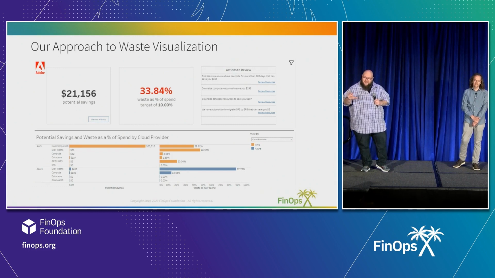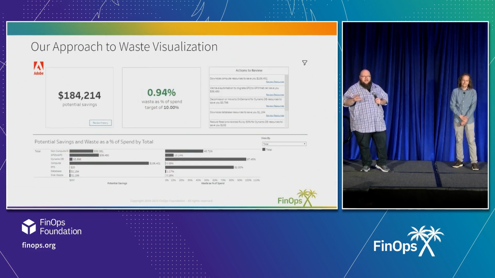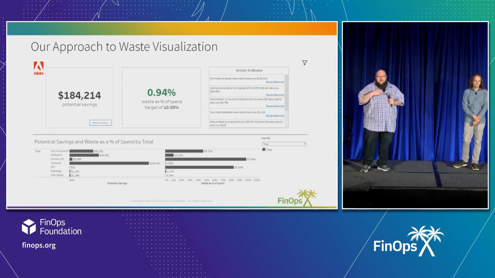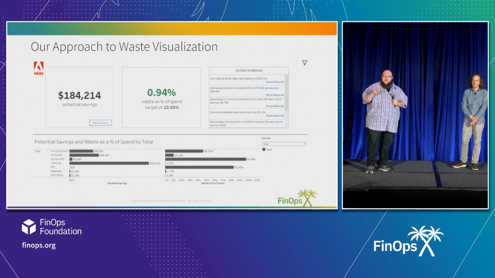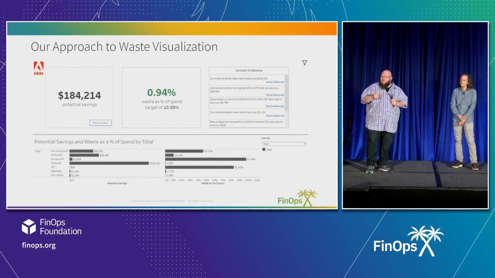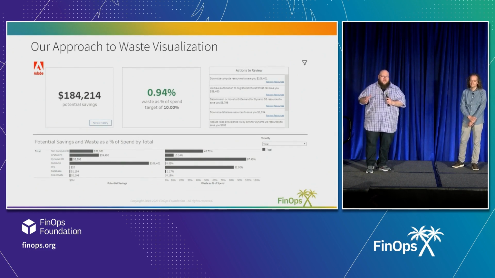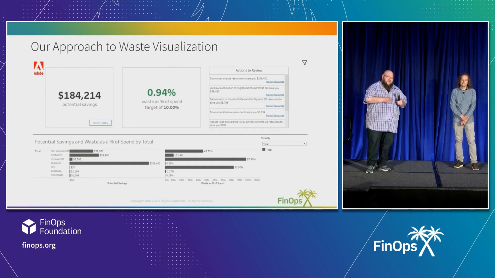I can't share the product name, but on the next slide, this is what I believe to be one of our most efficient services in the company. And you can see, while they have a $184,000 a year savings opportunity, it's less than 1% of their spend that's waste. And so the contrast between those two numbers was important for us. Just because it's a big savings opportunity doesn't mean that the team's doing poorly. Just because it's a small savings opportunity doesn't mean the team's doing a good job.